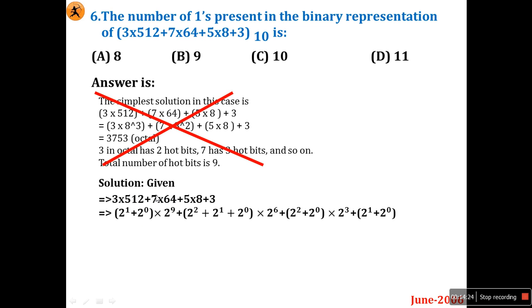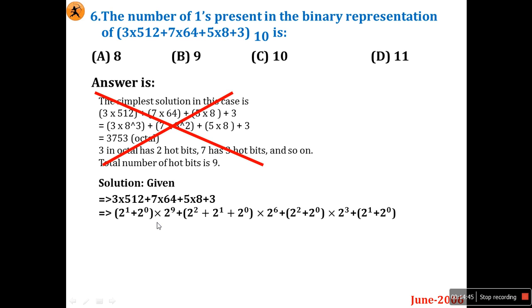What is 7? 7 is 4 plus 2 plus 1. 2 raised to 2 is 4, 2 raised to 1 is 2, 2 raised to 0 is 1. So 4 plus 2 plus 1 is 7. Now 64 is 2 raised to 6. Now you represent like this. I hope it's very simple. It's just representing in powers of 2.